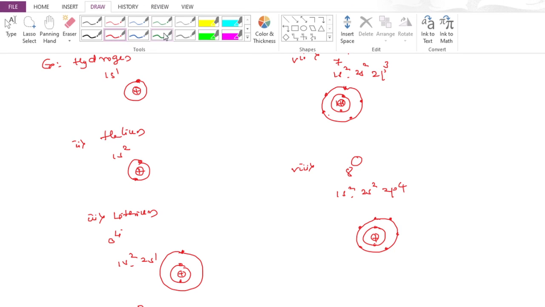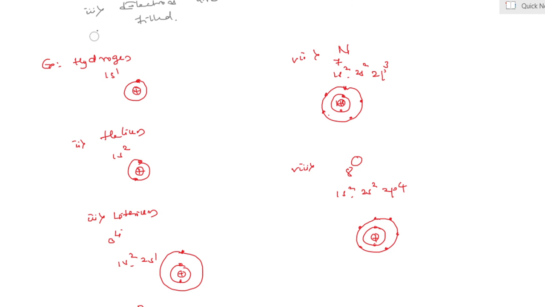see once again how the process of inserting electrons takes place here. Hydrogen, only in the K cell 1 electron is present. Yes, in helium the K cell has 2 electrons. In lithium the K cell has 2 electrons, as well as in the L cell only 1 electron.